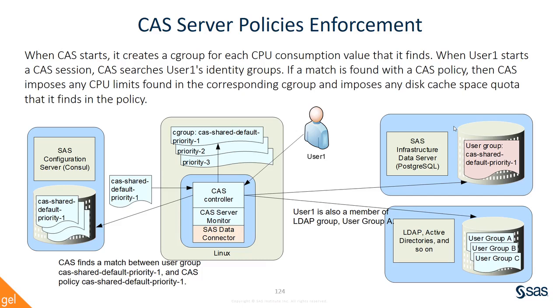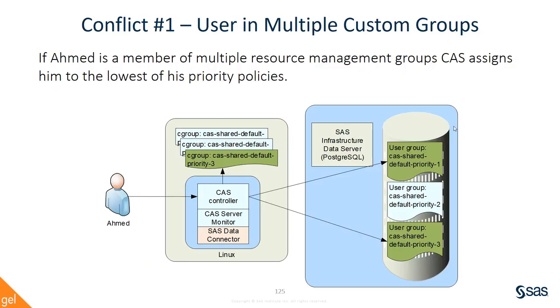All right, good question. All right, so we have some potential conflicts, right? What if I have a user who's in multiple groups? In this case, Ahmed is a member of both custom groups priority 1 and priority 3. So priority 1 is the highest, priority 5 is the lowest. If you belong to multiple groups, you get your lowest priority. Okay? By default.